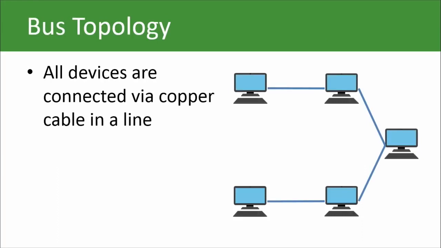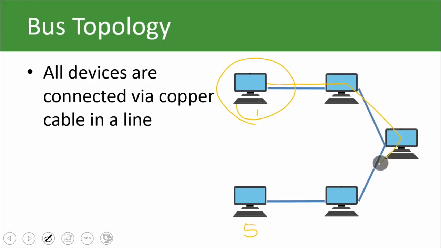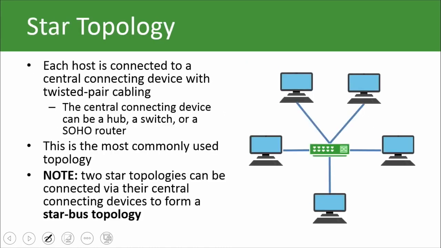All devices in a bus topology are just connected via copper cable and a line. So if we have a computer up on the left here, computer 1, if it wants to send data all the way down to computer, let's go, 1, 2, 3, 4, 5 computers, right? So I have 5. It has to send data through computer 2, through computer 3, through 4, and then 5, and vice versa, right? So not the most efficient way to send data.